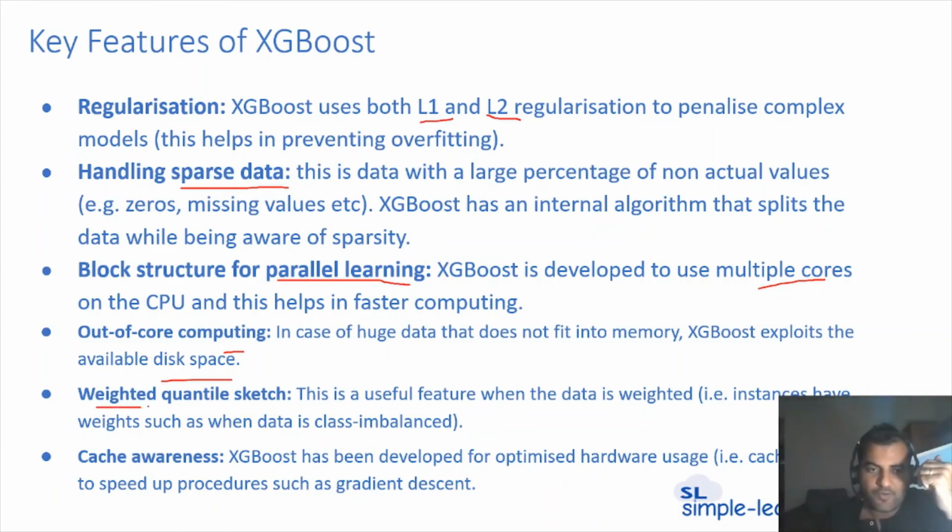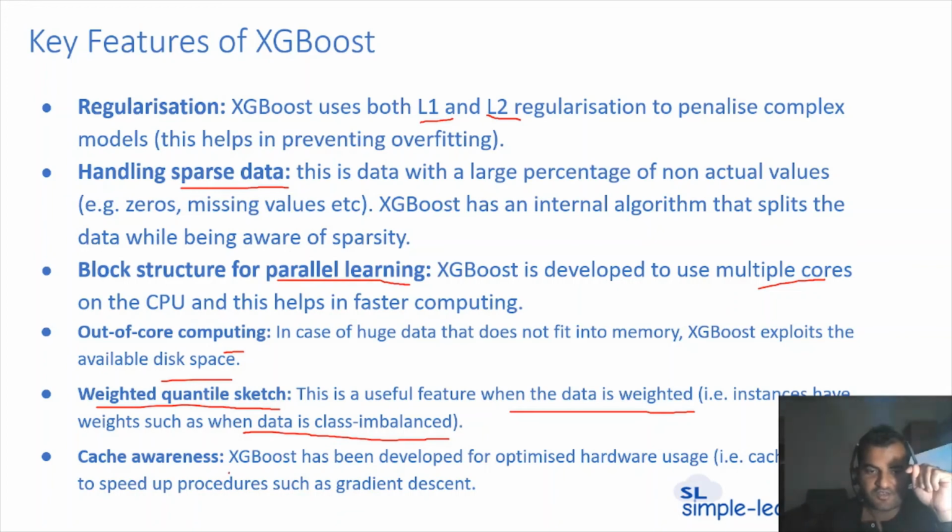Then weighted quantile sketch. It is a useful feature when data is weighted, that is, when instances have weights, such as when data is class imbalanced. So I think this is one of the key features.